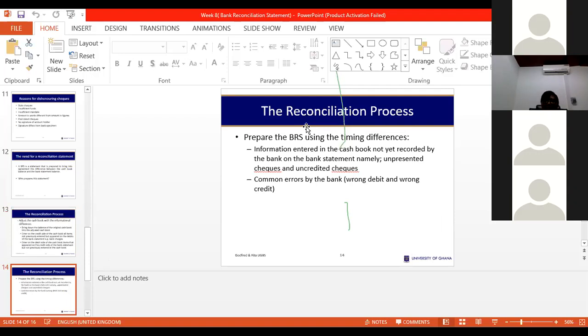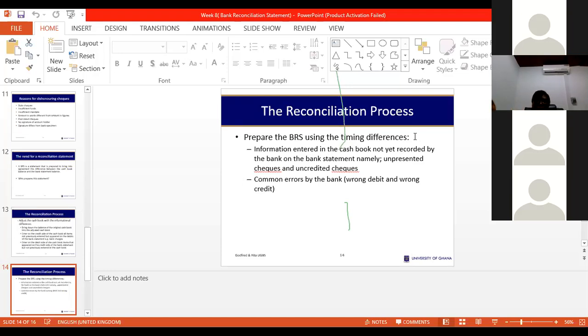Let us note that we want to reconcile the cash book balance, that is the bank column of the cash book, to the bank statement balance. We cannot expect the bank to change their figures to reflect ours. We as a business entity would have to reconcile it to reflect the balance at the bank, okay? And so the reconciliation statement, you would have to prepare it using the timing differences. And that is as simple as that.